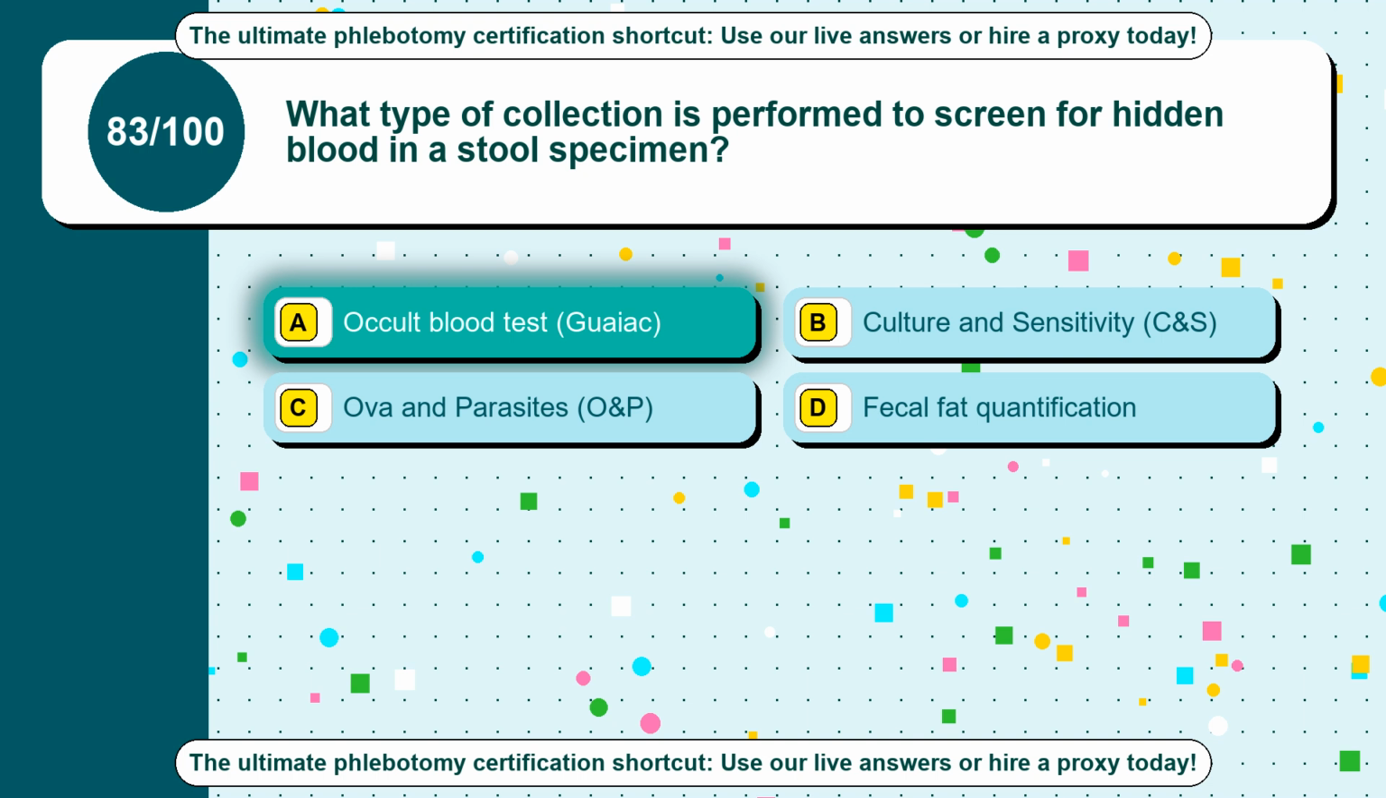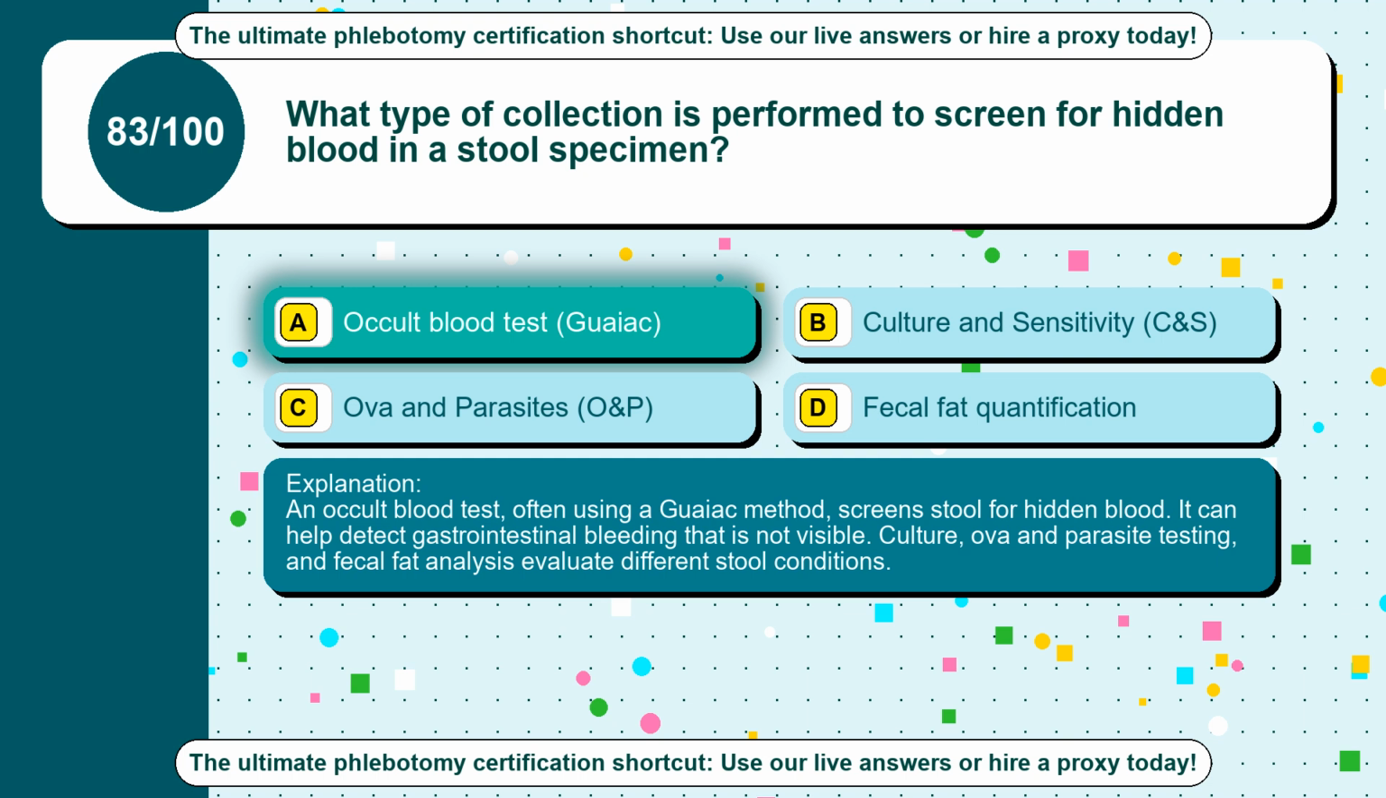Occult blood test, guaiac. An occult blood test, often using a guaiac method, screens stool for hidden blood. It can help detect gastrointestinal bleeding that is not visible. Culture, ova and parasite testing, and fecal fat analysis evaluate different stool conditions.